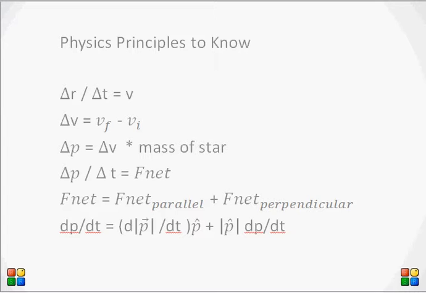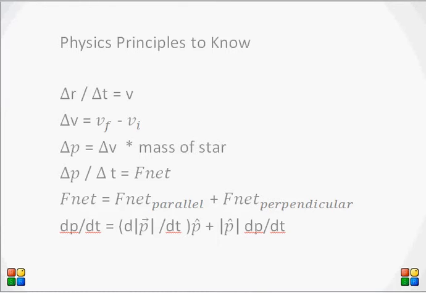In order to display the trajectory of the star around the black hole, we apply key physics principles such as momentum and change in velocity, as well as Fnet, to display and apply to our VPython. To determine velocity, we use change in position over change in time. The change in velocity will equal final velocity minus initial, and we do this over the course of the data set we were given. The change in momentum will equal change in velocity times the mass of the star.